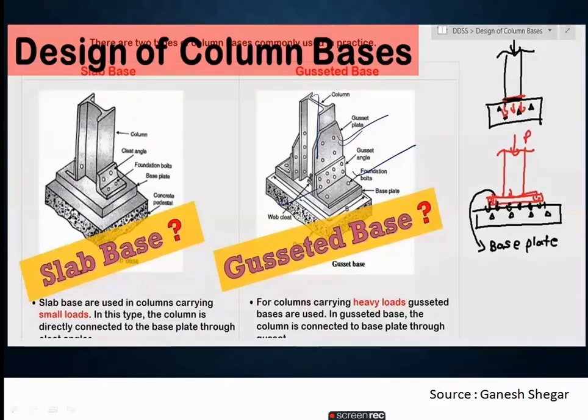But what is the gusseted base? When columns carry heavy loads, gusseted bases are used, whenever the loads coming from the column to the foundation are heavy. We use this type of base. In the gusseted base, the column is connected to the base plate through the gussets. So these are the gussets. The load is transferred to the base partially through bearing and partially through the gussets.